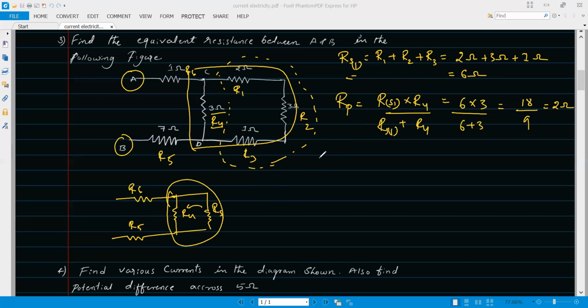So what should it be now? Let us call this RS. So this is R6 plus RP plus R5. R6 is 1 ohm, plus RP is 2 ohm, plus R5 is 7 ohm. So this is going to be net 10 ohm. So total resistance between A and B is nothing but 10 ohm.